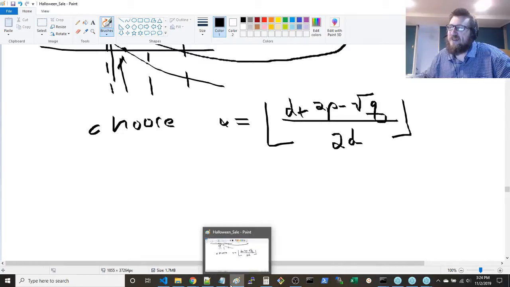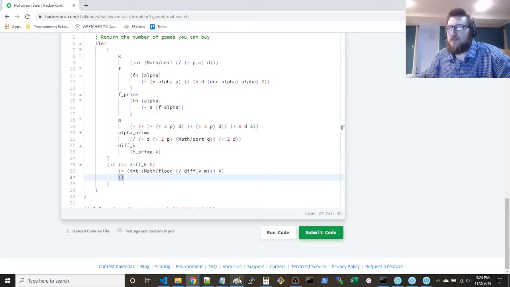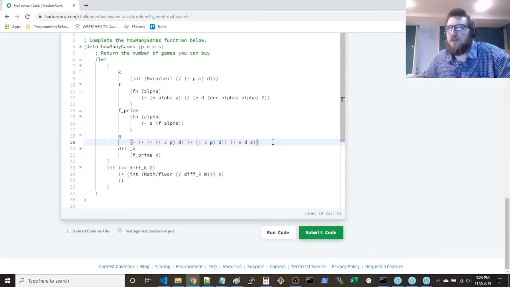Okay. Yeah, that's what we're gonna do. So d plus 2p minus square root of q. So q stays the same. I don't think we need this alpha prime anywhere either. Not necessary. Don't even need f prime anymore. Don't need any of these. Oh, f prime is diff k, so I guess you do need f prime. F k, you have q, diff k.